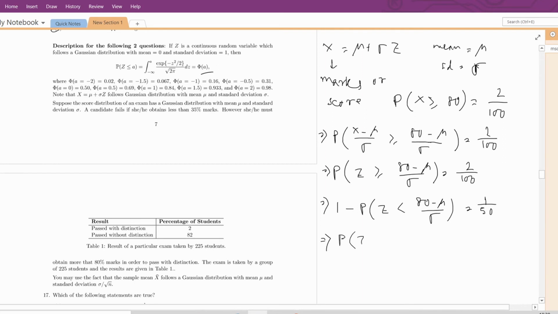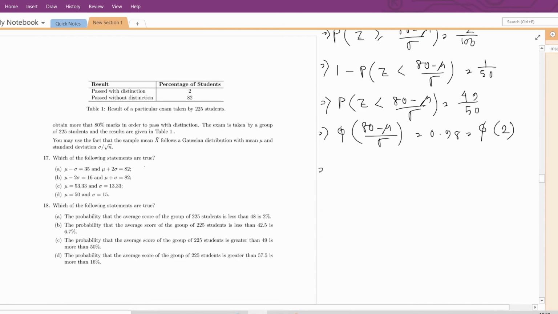So probability of z less than (80 minus mu) by sigma is equal to 1 minus 1 by 50, which is 49 by 50. So from this we can write it is phi of (80 minus mu) by sigma. Now this is 49 by 50, which is 0.98, and here it is given that phi of 2 is 0.98. So we can write this is phi of 2. From this we can write (80 minus mu) by sigma is equal to 2, and from this we can write mu plus 2 sigma is equal to 80.